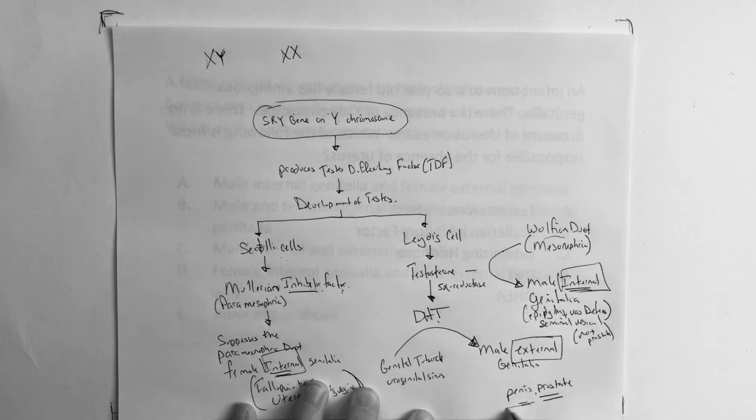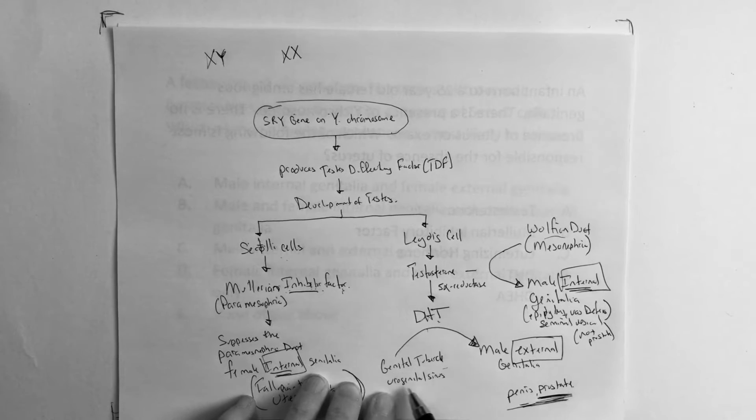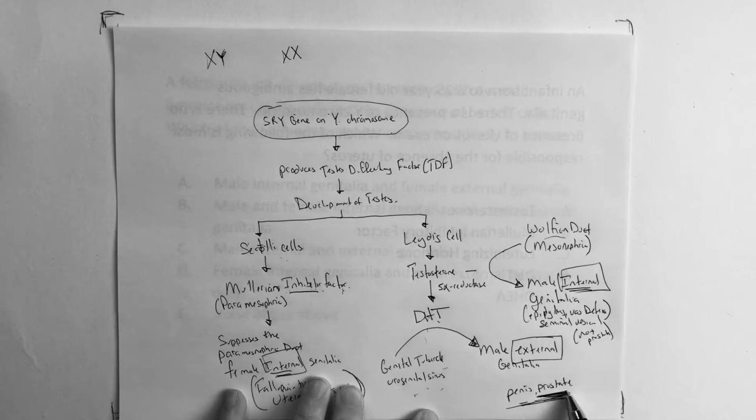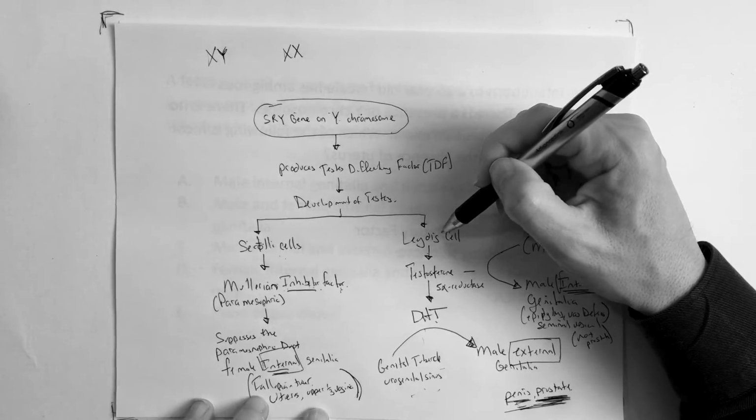Prostate's going to be part of this deal down here, where DHT, in the presence of the genital tubercle and urogenital sinus, it's that step that makes the prostate and such. So this is the pathway that you've got to know.